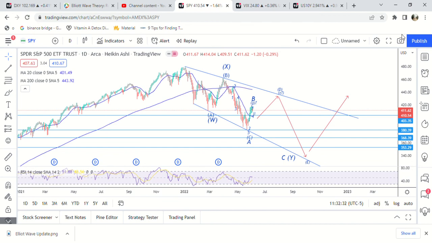So I'll give you an update here next week sometime on the overall market. But we should be good for at least next week and probably the week after that.